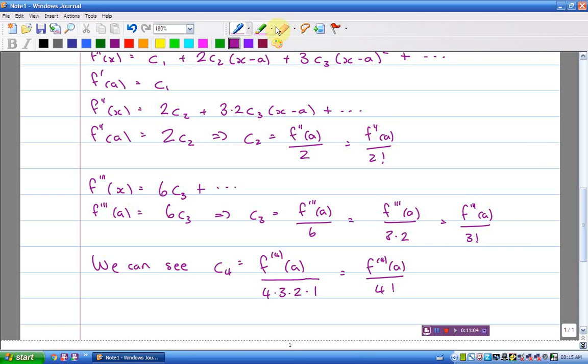It does look like 4 factorial. Looks in fact an awful lot like 4 factorial. There we go. And in fact the 3 factorial is not much better.